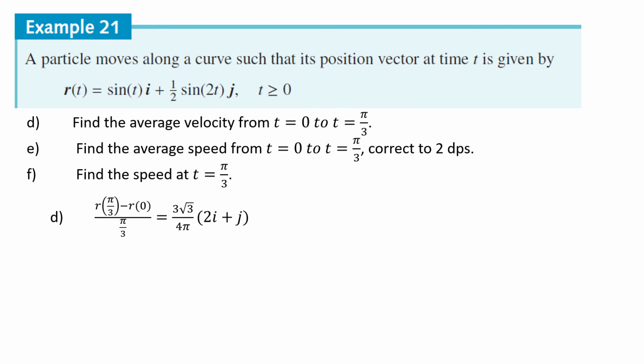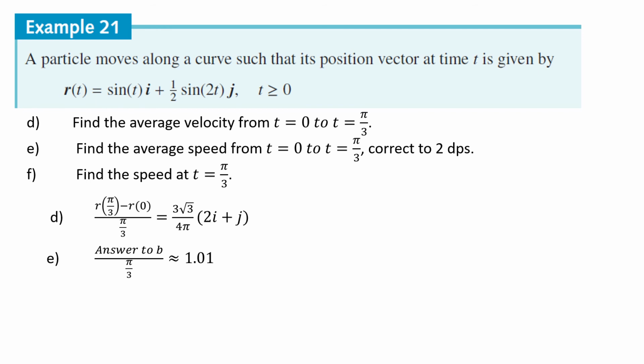Now, if it was the instantaneous speed at t equals pi on 3, that would be a different question, but it's not. It's the average speed from t equals 0 to t equals pi on 3. We've already worked out the distance, correct to a number of decimal places, and we simply divide it by the time interval, which is pi on 3 minus 0, or pi on 3, and we've got that as the average speed.